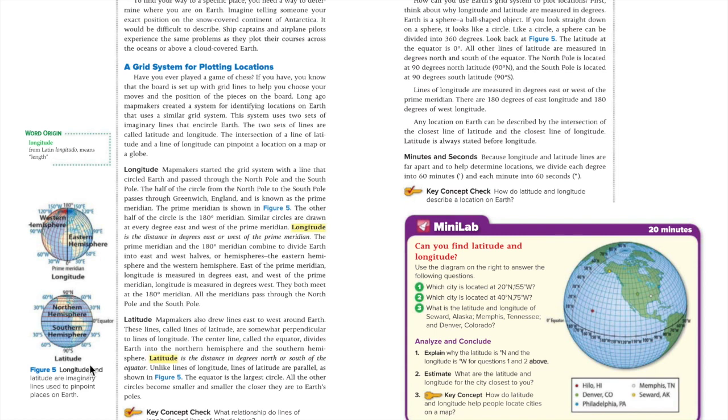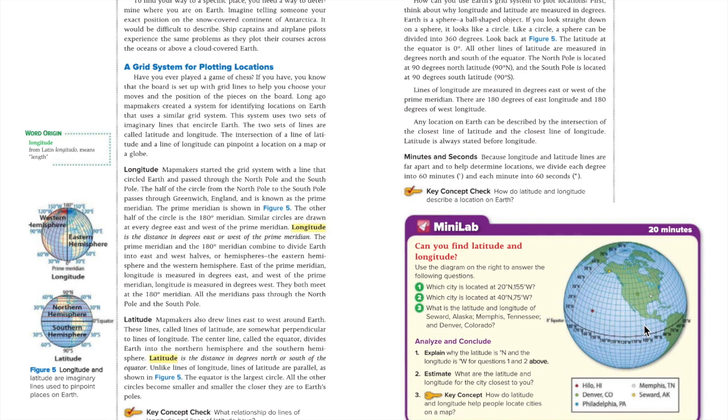Latitude is the distance in degrees north or south of the equator. So unlike the lines of longitude, lines of latitude are parallel, okay? The equator is the largest circle. All the other circles become smaller and smaller as they come closer to the poles, okay? So how can you use this grid system to plot locations? Well, first, think about why longitude and latitude are measured in degrees.